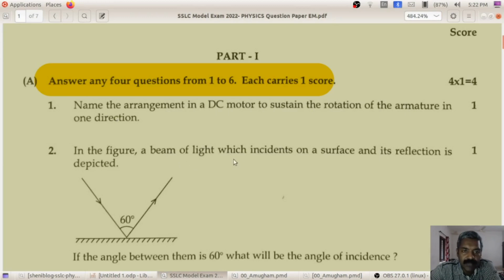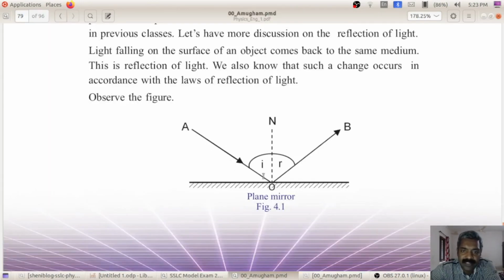In the figure, a beam of light which incidents on a surface and its reflection is depicted. If the angle between them is 60 degree, what will be the angle of incidence? Okay, look at this picture. A light is falling on a plane mirror and reflected like this. Okay, according to law of reflection, angle I is equal to angle R. Here it is the normal, and we have given the total angle between them is 60 degree. So angle I is equal to 30 and angle R is also equal to 30 degree.